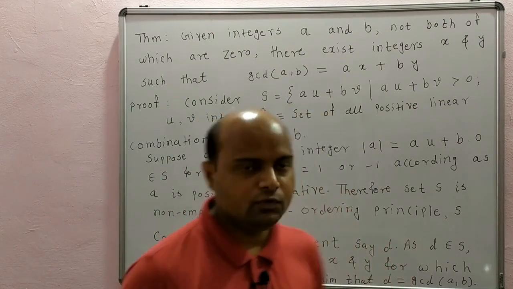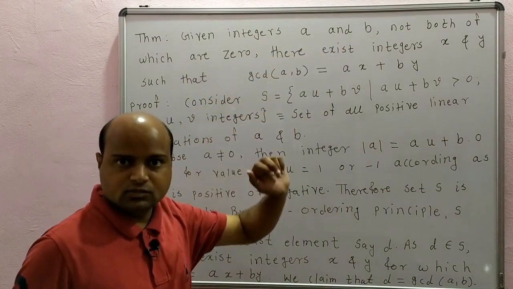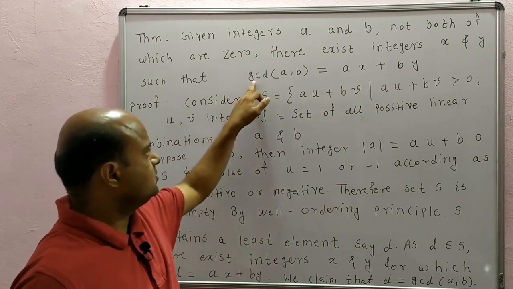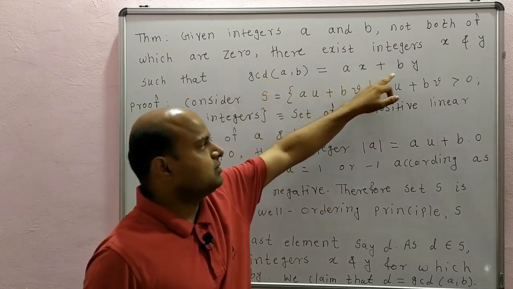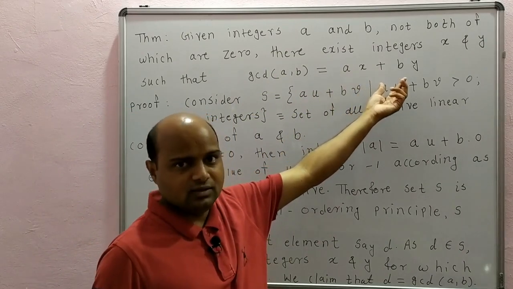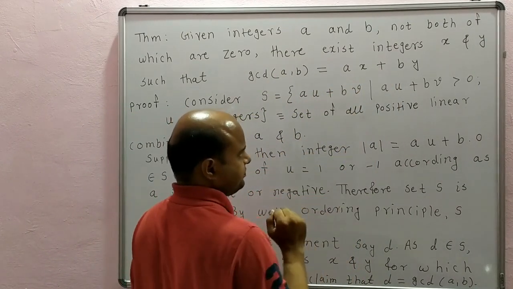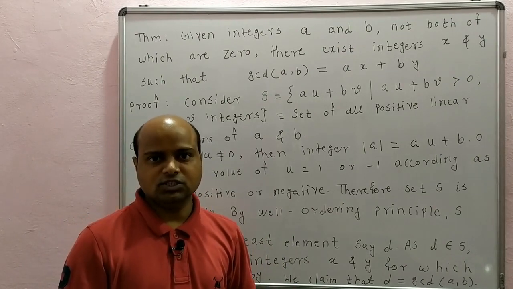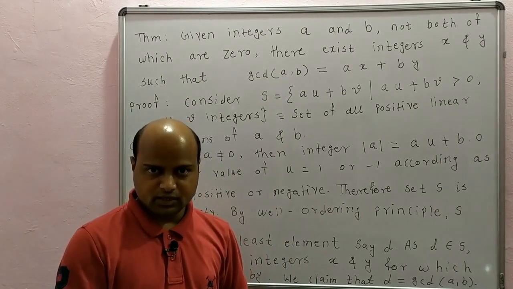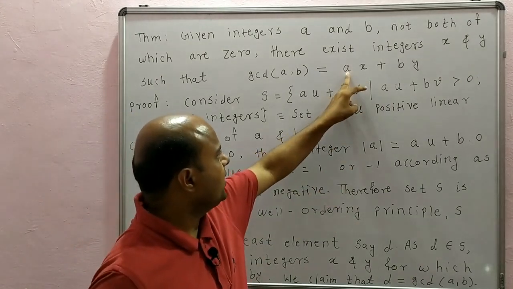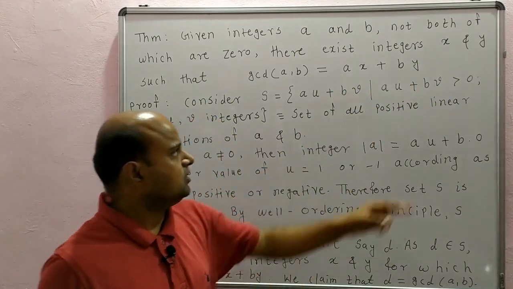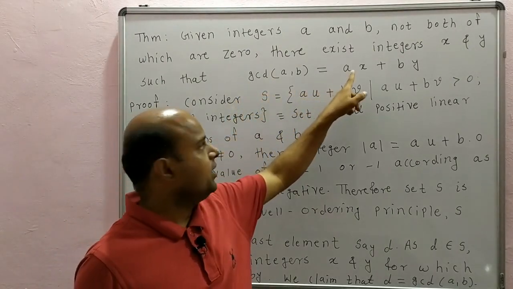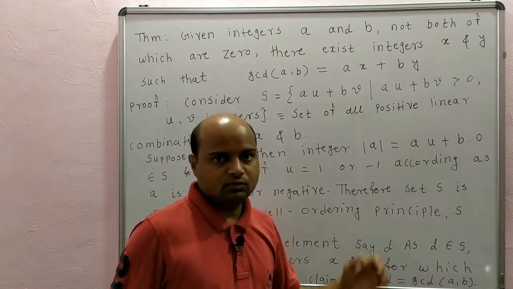Now, we will learn that the GCD of any two integers a and b can be written as a linear combination of a and b. We will learn this theorem. Given integers a and b, not both of which are 0, there exist integers x and y such that GCD of a and b is equal to ax plus by. Here ax plus by is a linear combination of a and b. This theorem says that if you have any two integers a and b, then the GCD of a and b is a linear combination of a and b. There exist two integers x and y such that we can write GCD of a and b equal to a into x plus b into y. First we will prove this theorem.